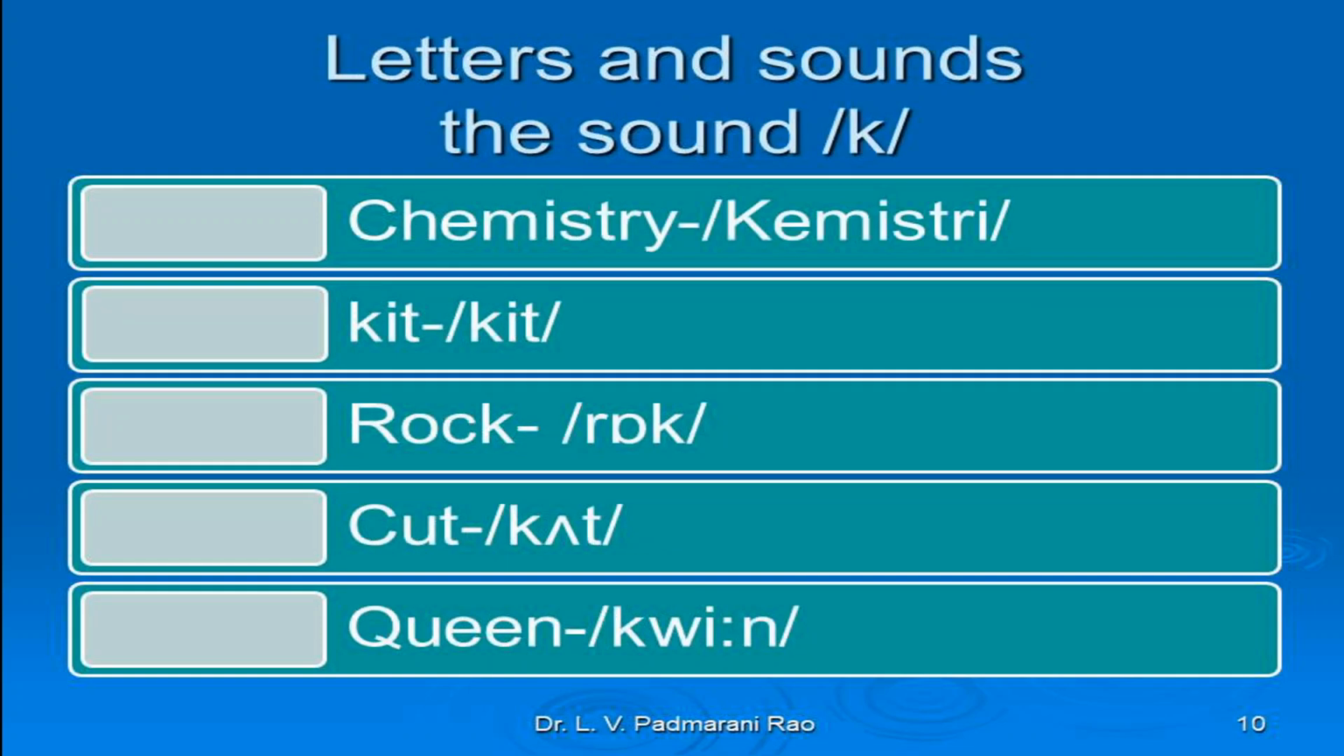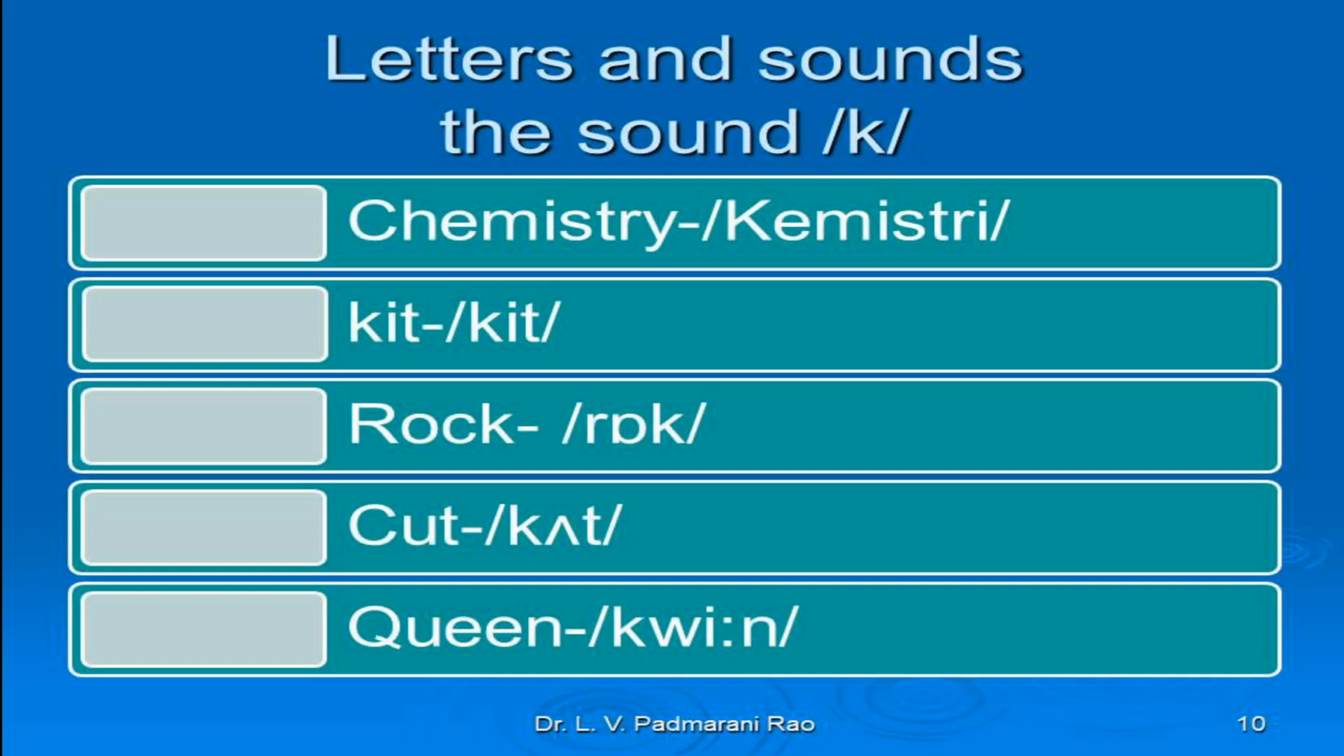Many a times you also could find that in English, different spellings and different letters are used to pronounce the same sound. Here in the slide, please find different examples with different letters and spellings, but having similar pronunciation of the sound k. In the first example, you could find C-H-E-M-I-S-T-R-Y, chemistry. C-H is pronounced as k.